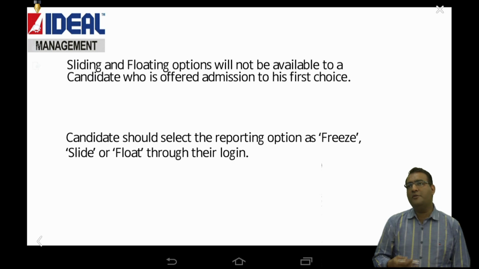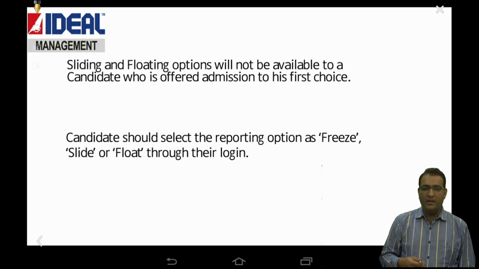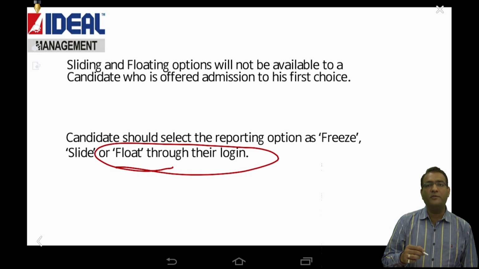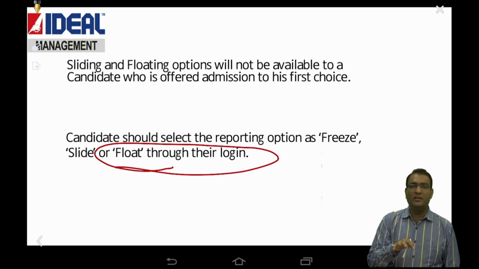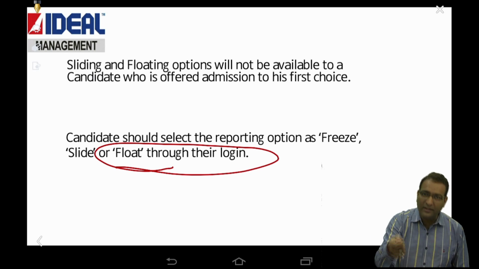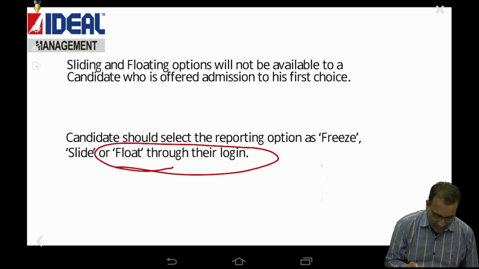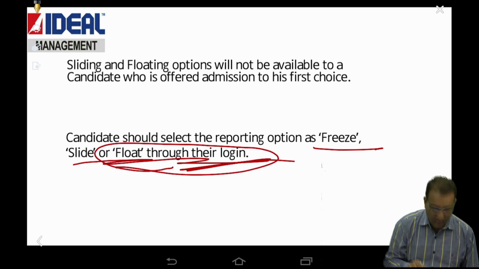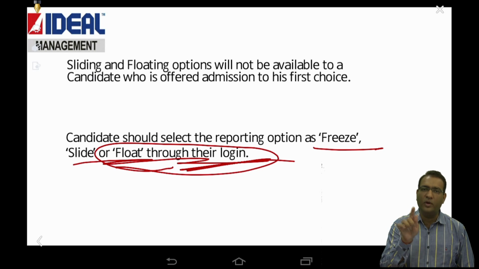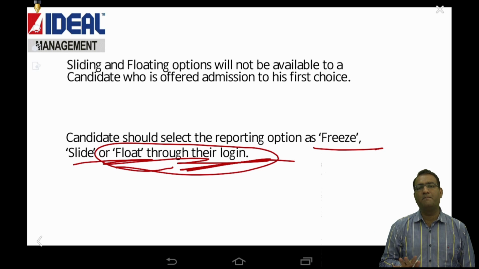Okay, now there's a confusion here because last time this is what happened. A lot of messages were going around that you have to go to that college, right? You have to go to the college which you have been allotted, and from the college you have to select freeze, slide, or float option. Oh, come on, yaar. You don't have to do anything of that sort. You have to do it through your login ID only.